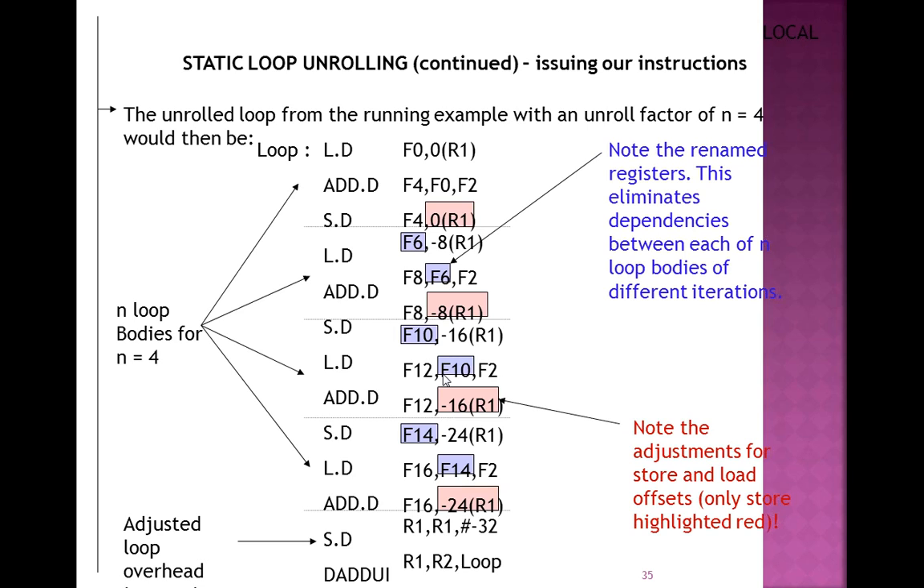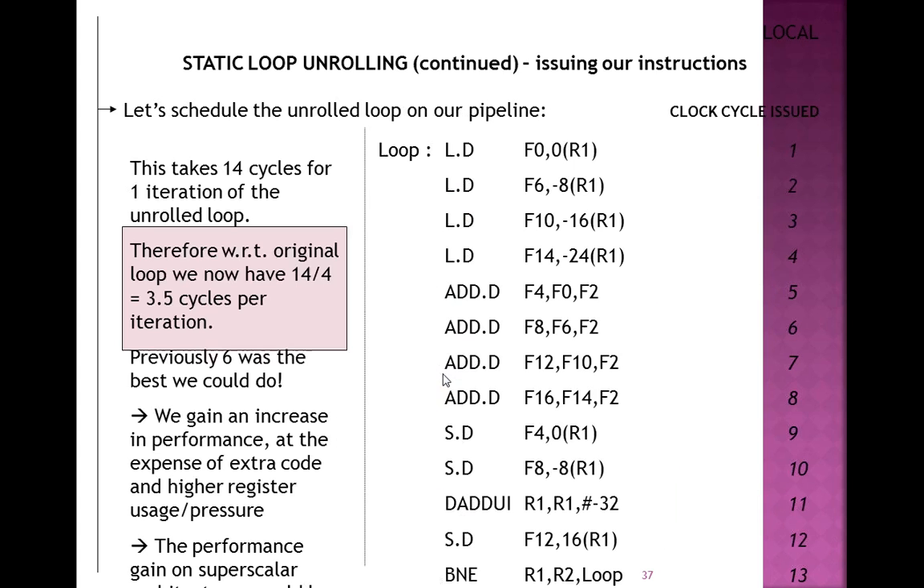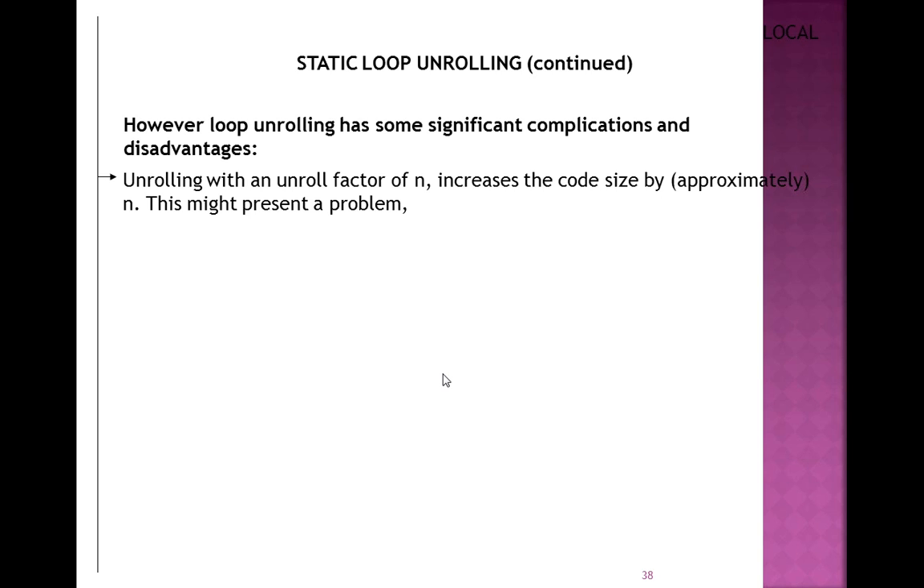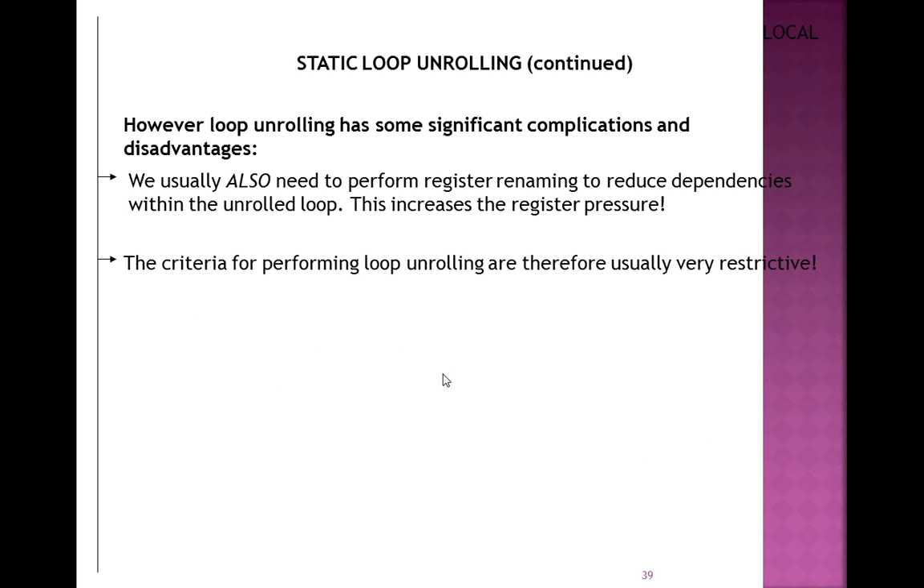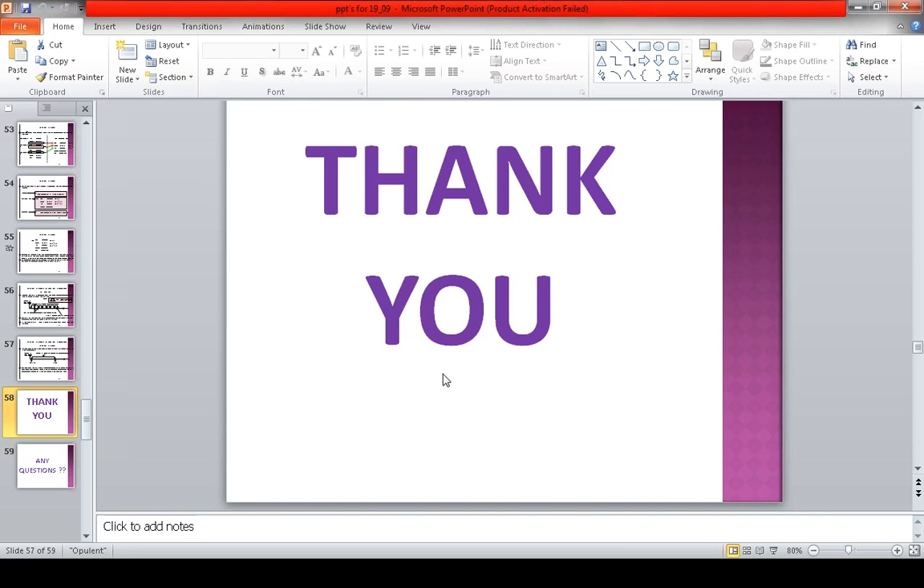This is the example we have discussed about the looping: LD, ADD, SD, ADD. These are the looping bodies, and it will iterate 4 times. Let us schedule the loop unroll. This takes 14 cycles for one iteration. Then we have continued with the example. We have discussed the example.